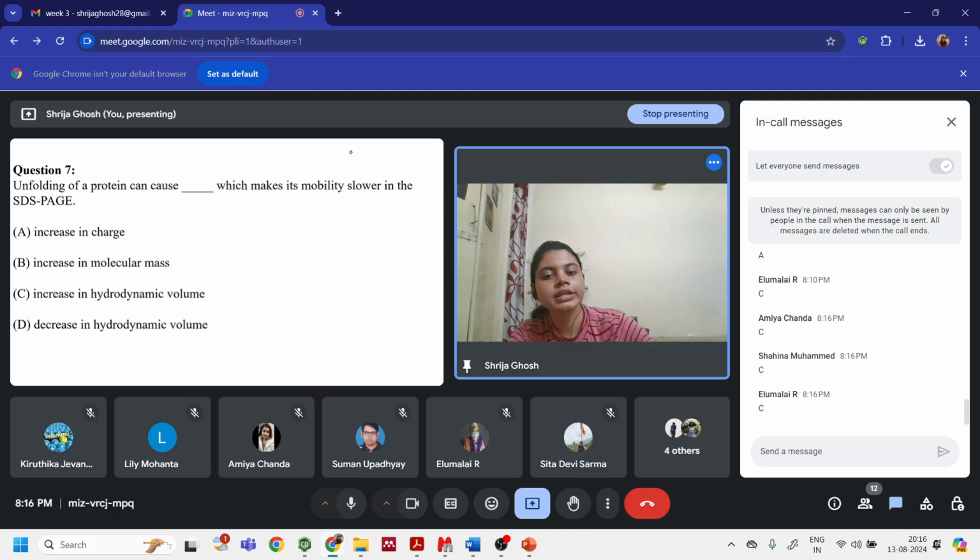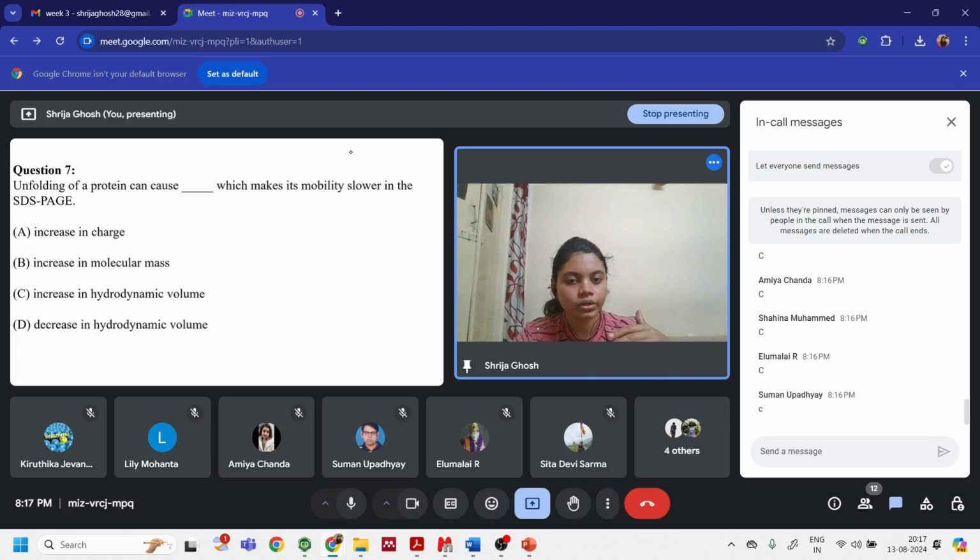If we denature the protein, if we are unfolding the protein, basically we are opening up the structure. That means its overall hydrodynamic volume is increasing, right? Earlier it was a compact structure, so the volume it was occupying in space was less, but now we are opening it, so its hydrodynamic volume is increasing. Because of this increase, the movement of the protein will become slower. Why? Because now the volume is increased, there will be more resistance while moving through the gel.